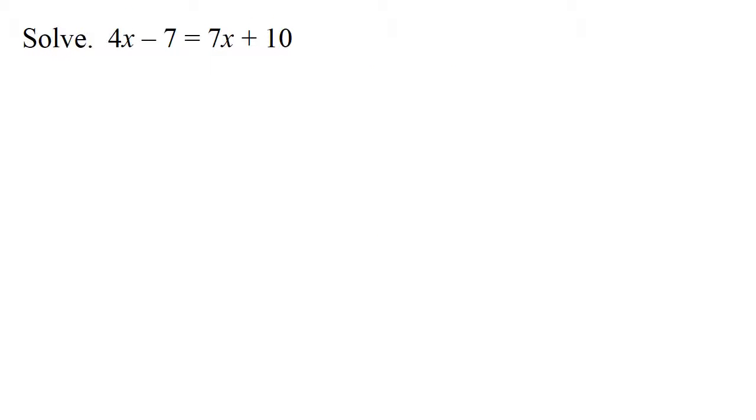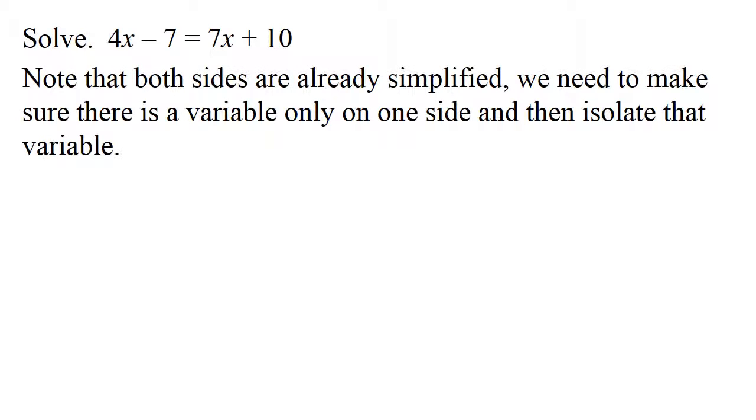Okay, so here's another problem. I have x's on both sides of the equation. So it's already simplified. Both sides are already as simple as they're going to be, but I have this problem where I have x's on both sides. So first thing I need to do is get rid of one of those x terms. And I'm going to get rid of the 7x on the right-hand side. You could just as easily have gotten rid of the 4x on the left-hand side. This is just a personal choice I made.